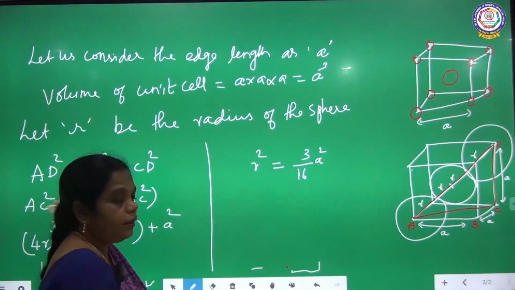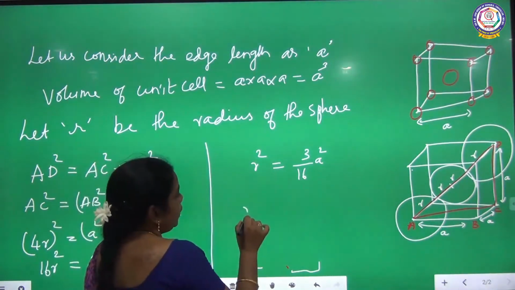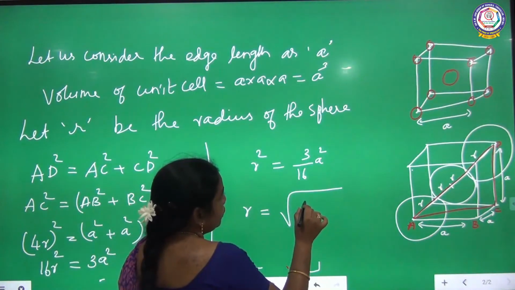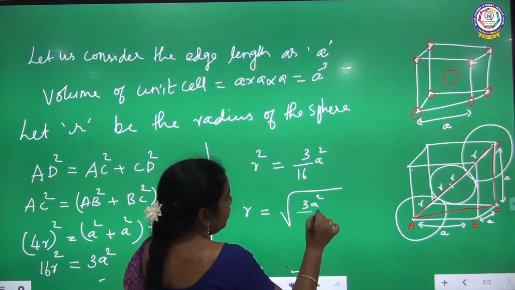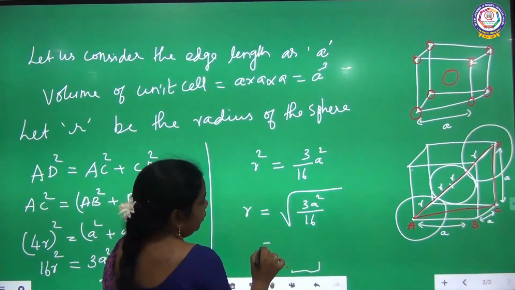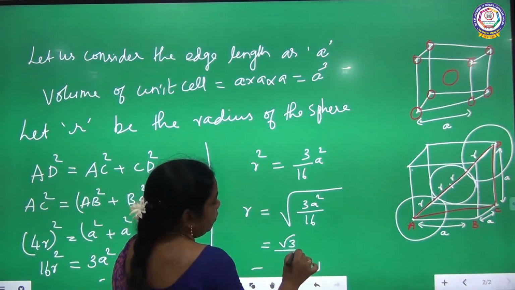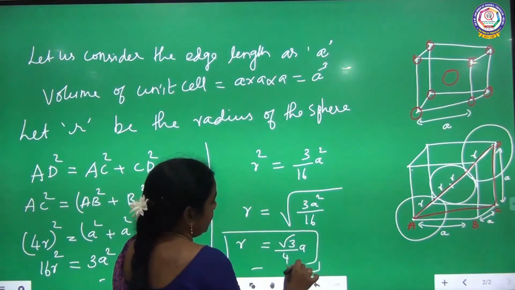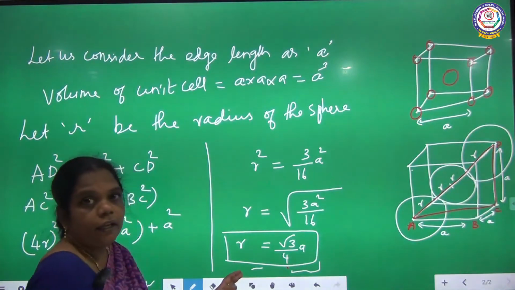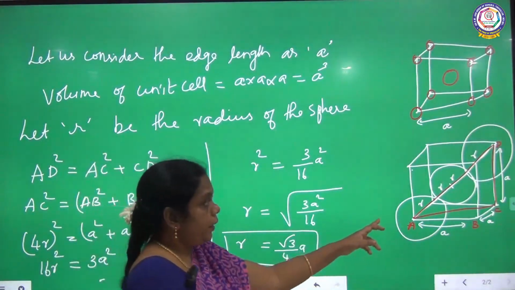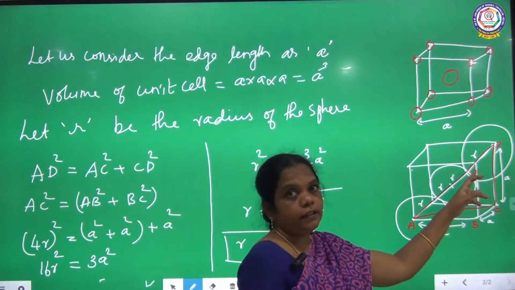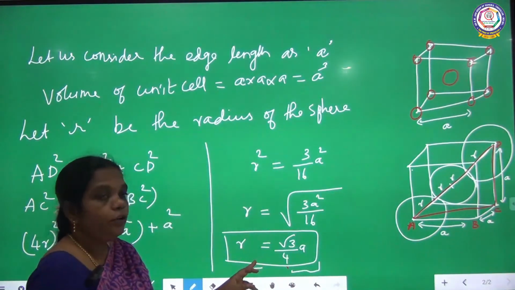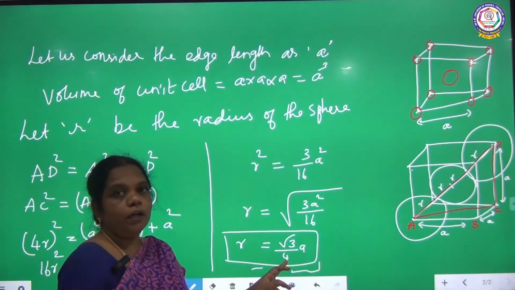r equals root of 3a square by 16, equal to root 3 by 4 a. So this is the radius of the sphere in BCC. Radius of the sphere in BCC is r equal to root 3 by 4 a.